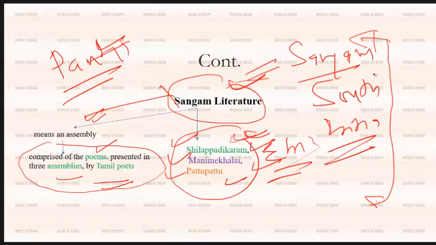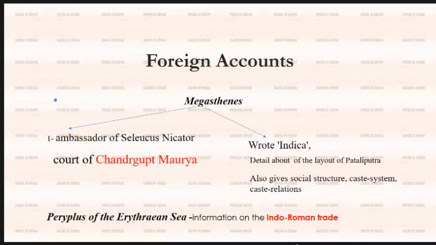Now we come to the next point, known as foreign accounts, because some foreigners came to India in the ancient period and gave different information regarding India. With the help of that, anybody can reconstruct the history without any bias. So now let's talk about foreign accounts in India. Many foreigners came to India.